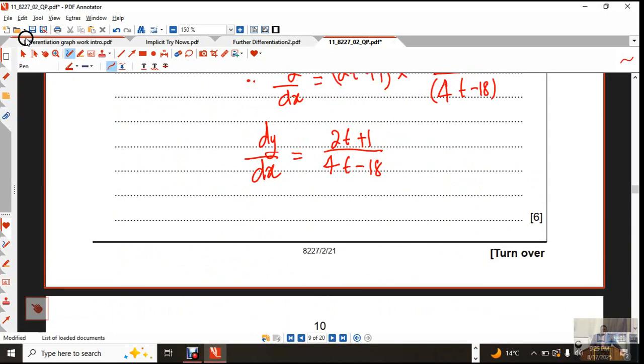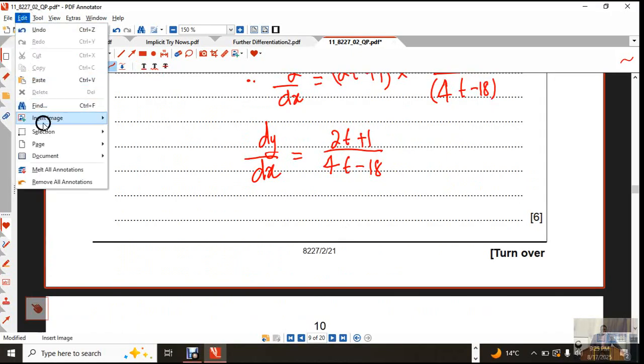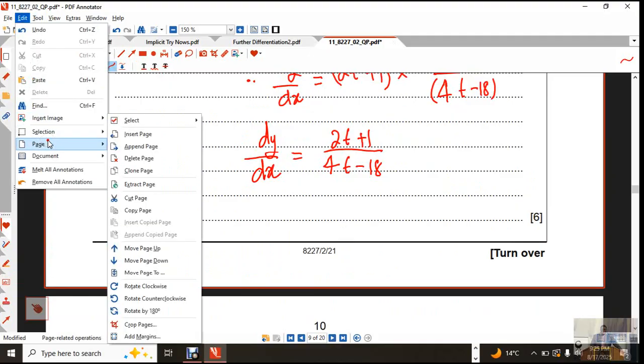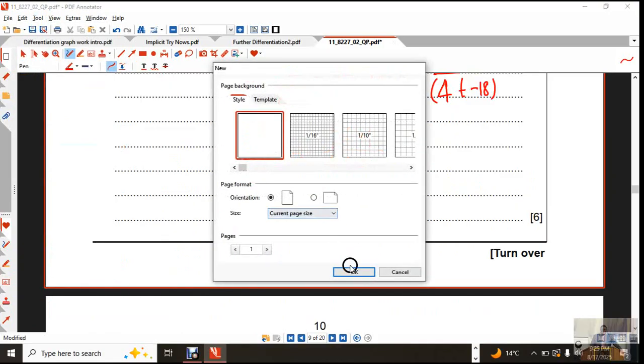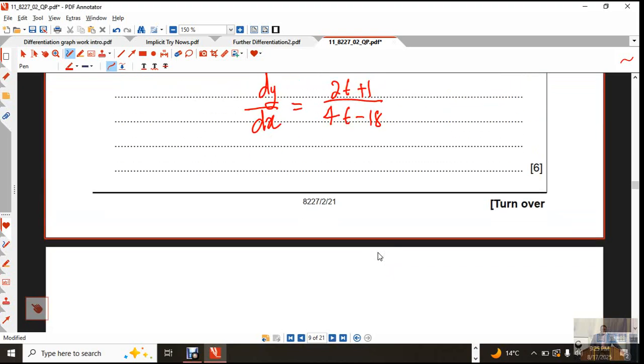Now, let me just include a page, because I think I have gone overboard. So let's just append a page so that we can have space to work on. Let's start over, handwriting is not desirable.